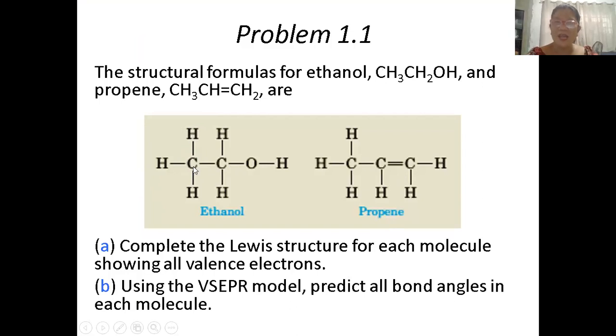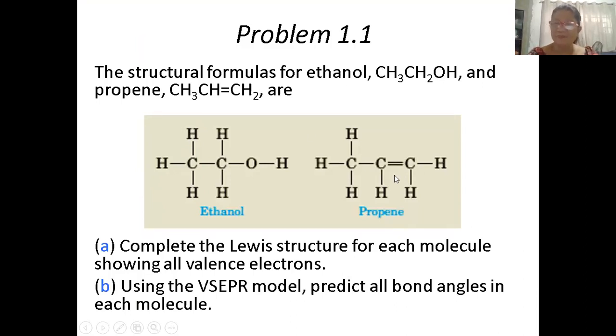Then look at each carbon. First carbon here, how many hydrogens? Three. So you branch it out: 1, 2, 3. The second carbon, how many hydrogens? Two. Then it is also connected to oxygen, and the oxygen has a hydrogen.